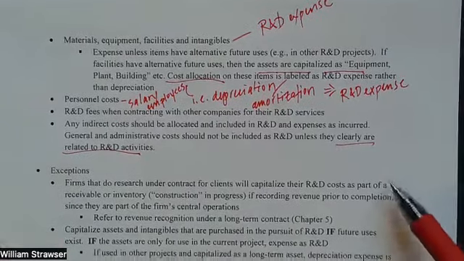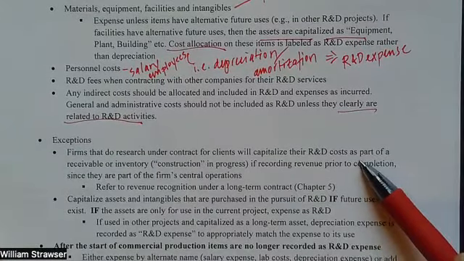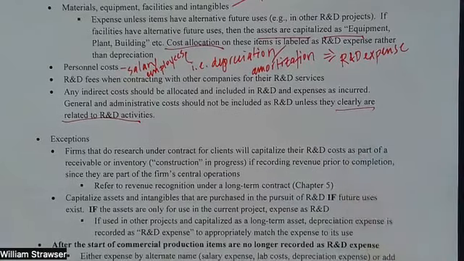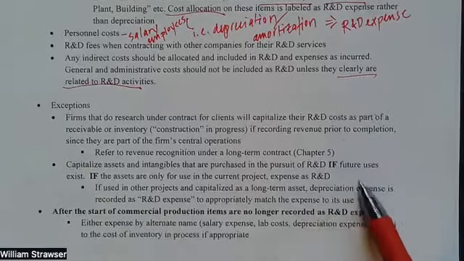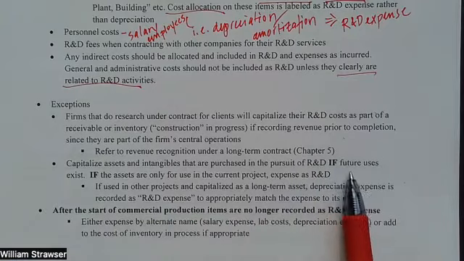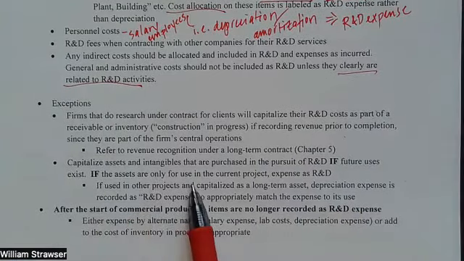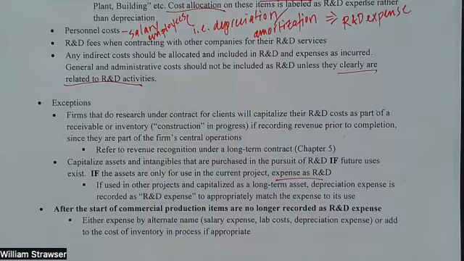The exceptions. The first isn't really that amazing. If you're doing R&D work on behalf of someone else, you're not doing it for yourself, then it's more of a like inventory or service asset. It is not R&D. Capitalized assets, like I said, any asset or intangible that's purchased in pursuit of R&D if future uses exist. If the asset is only for use in the current project, it's expensed as R&D. So you could have a $5 million piece of equipment. If it's only good for this project, it's a $5 million R&D expense.